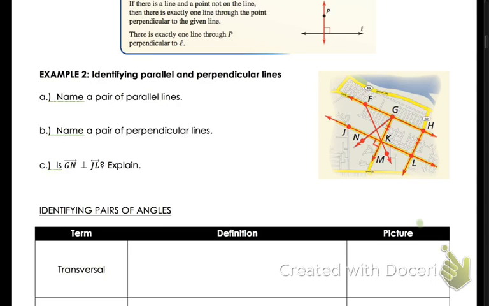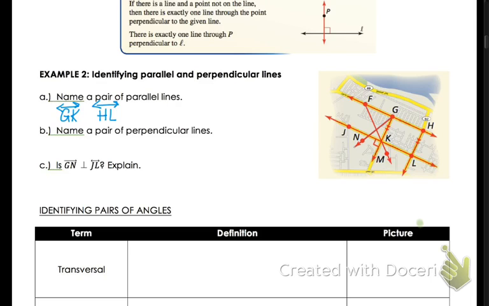So even though, for example, line FG and line JK look like they're parallel, since they're not marked on the picture, we can't make that assumption. The only ones that we can say for certain are the two that are marked. So the parallel lines would be line GK and line HL.